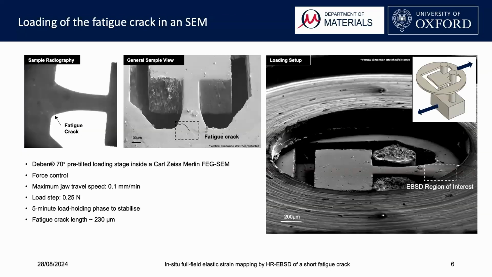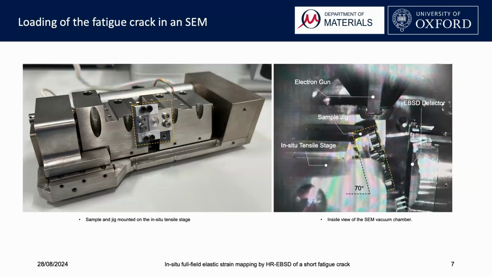The next question is how to load the sample in an SEM. I designed this special test jig that features these two extruding rods that pull on the sample, so we can replicate the loading conditions on the sample surface. All the key parameters used for the loading are listed here. The fatigue crack is approximately 230 microns in length, and we loaded the sample in 4 steps, with each load step 0.25 newtons. The next slide illustrates the inside view of the SEM vacuum chamber.